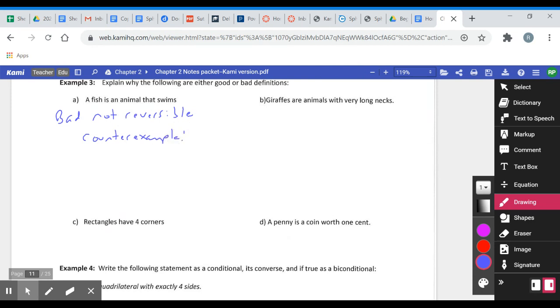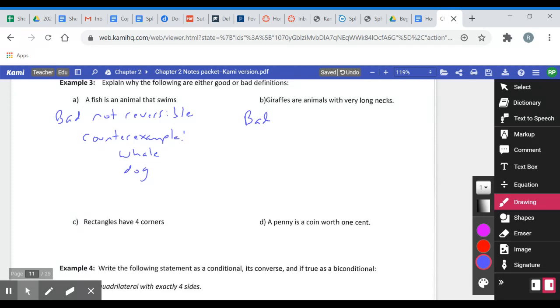Okay, and some people might throw out some counterexamples like a whale or even a dog. A dog knows how to swim, and you might think of other examples as well. Okay, on B, giraffes are animals with very long necks. So again, if you think if that's good or bad, I would consider that one also to be a bad definition.